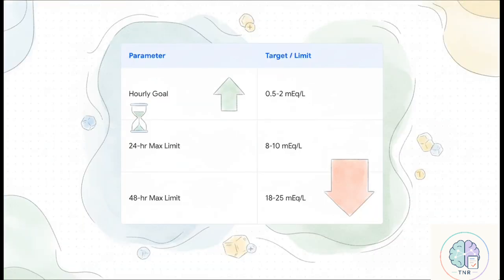With the intermediate protocol, you can stretch out your monitoring intervals just a bit, checking sodium every 4 hours instead of every 2 to 3. Your hourly goal drops to a modest 0.5 to 2 milliequivalents per hour. But look at this. Those hard safety limits for 24 and 48 hours stay exactly the same. You still max out at an 8 to 10 milliequivalent increase in 24 hours and 18 to 25 in 48 hours. The threat of osmotic demyelination is very real, even if the initial symptoms were milder.